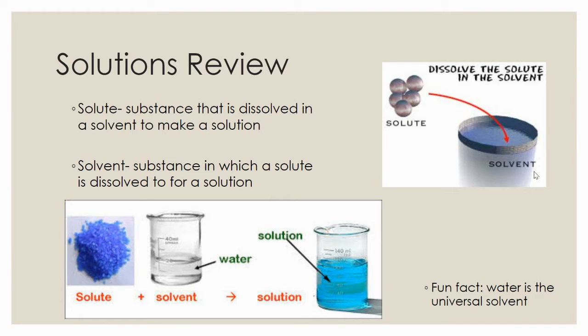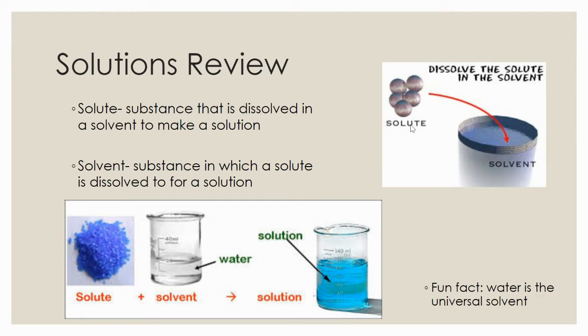All right, let's first review solutions. We talked about this when we talked about properties of water. But with solutions, there's something called the solute, and that is the substance that is being dissolved into a solvent. Good examples of a solute would be sugar or salt. Solvent is the substance that does the dissolving. A really good example of a solvent is water. Water is actually the universal solvent.